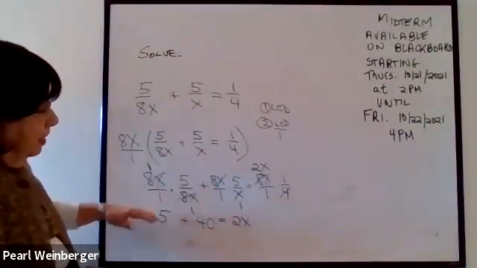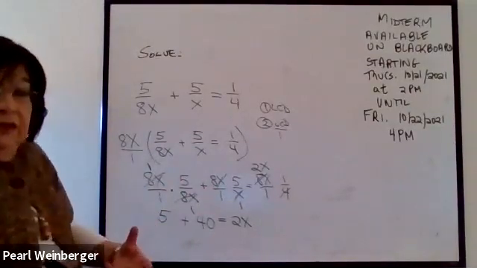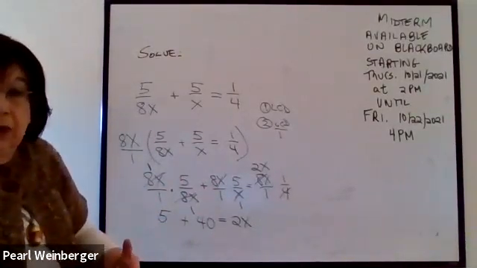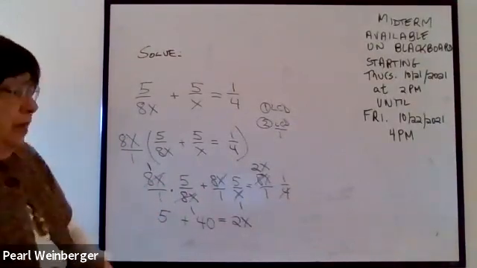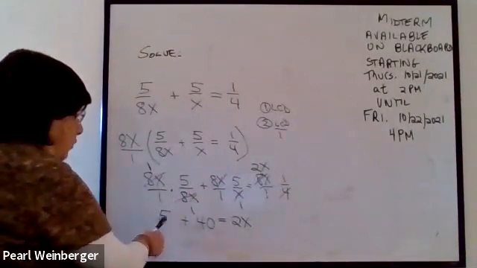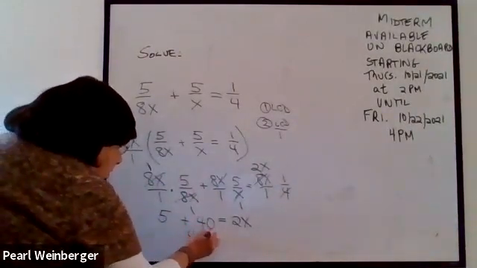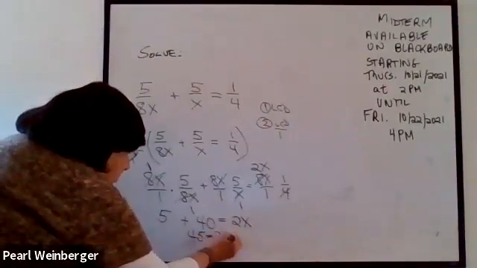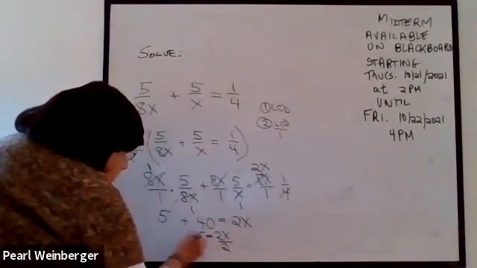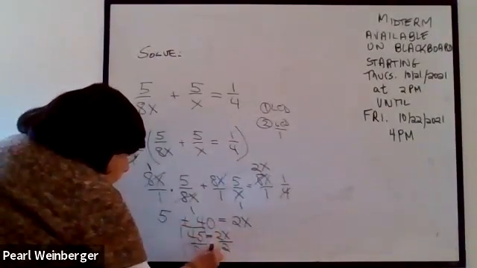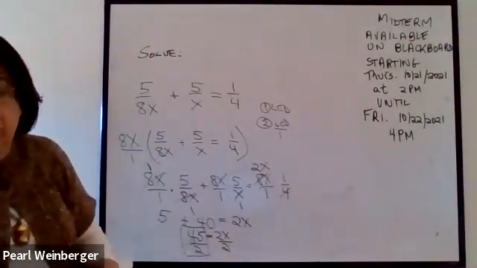Of course, now we have a very simple equation, because the whole point of this is to be able to get rid of the denominators, to end up with something that's not a fraction. So here I have a 5 and a 40, which is 45, equaling 2x. So to find my answer, I divide both sides by 2, and my answer is 45 over 2. That's my final answer.